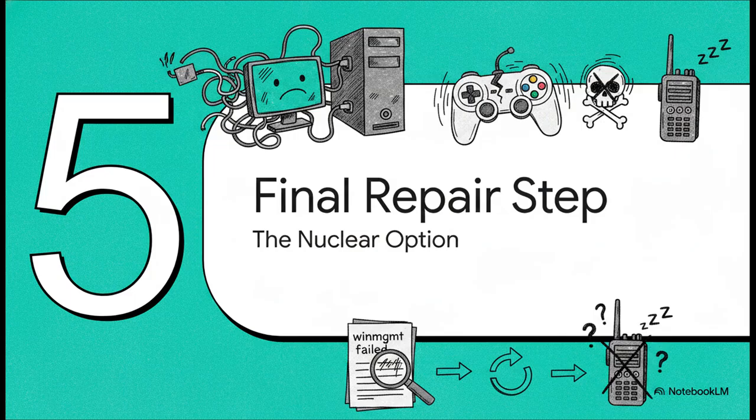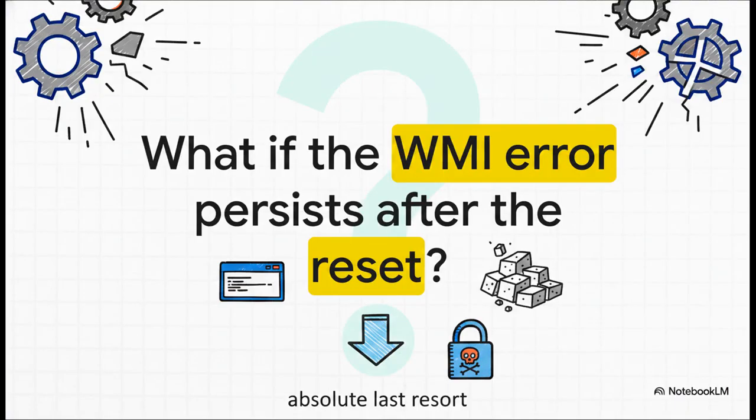And lastly, part 5, the final repair step. So, what happens if you do all of that perfectly, reboot the PC, and the walkie-talkie is still dead? What if the logs still say winmgmt failed? Well, in some rare cases, the system corruption is just too deep for a simple command prompt fix.